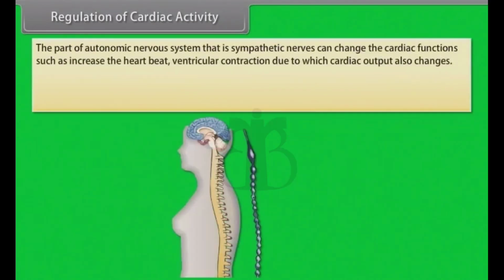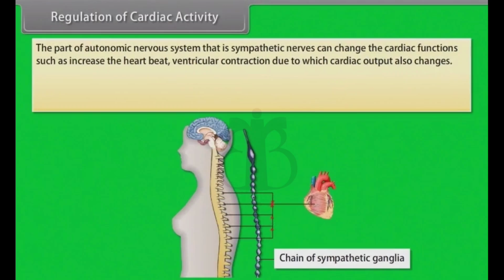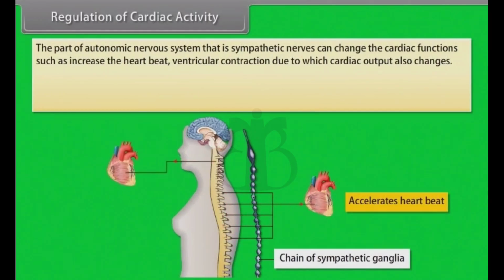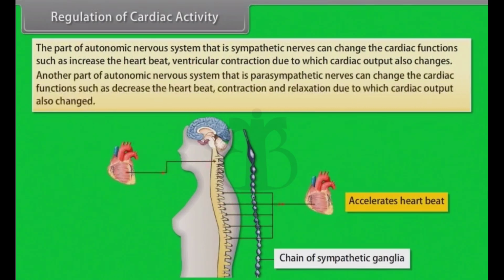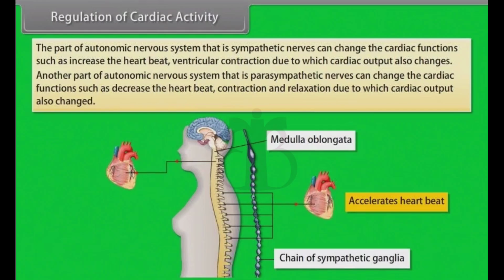The part of the autonomic nervous system that is the sympathetic nerves can change cardiac functions, such as increasing the heartbeat and ventricular contraction, due to which cardiac output also changes. Another part of the autonomic nervous system, the parasympathetic nerves, can change cardiac functions, such as decreasing the heartbeat, contraction and relaxation, due to which cardiac output also changes.